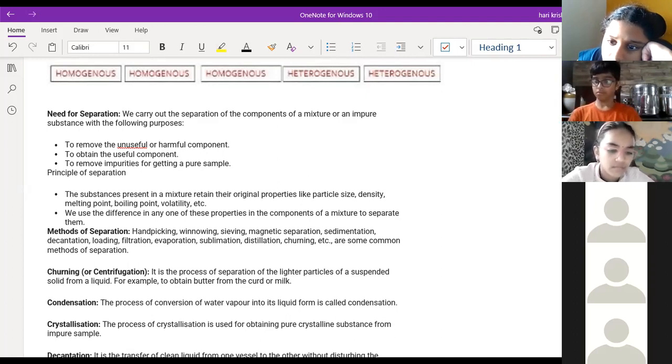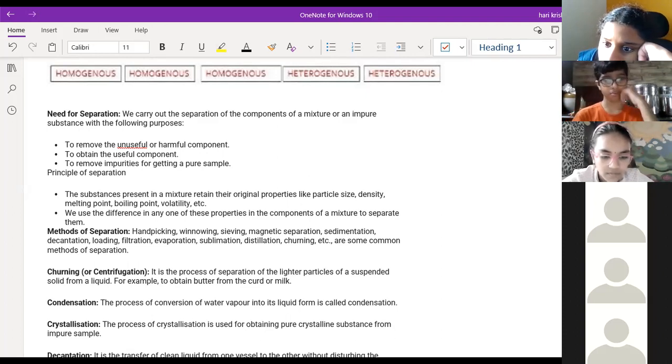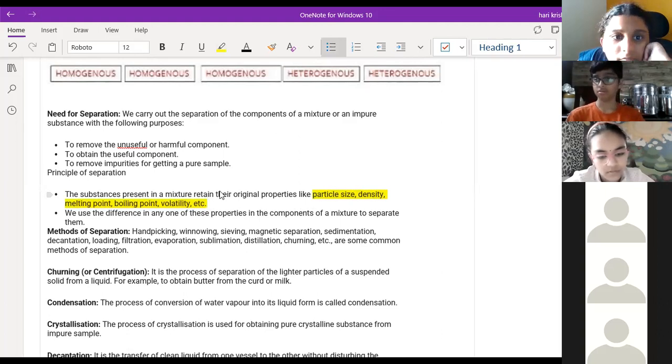We have different separation techniques that we will discuss in the next class. But before that, tell me what are the different properties which affect the separation techniques. We will use the different properties of the particles. Based upon different properties of the particles only, we'll use different separation techniques. So what are the different properties here? Particle size, sir, the boiling point, the melting point. Particle size, density, melting point, boiling point, volatility.